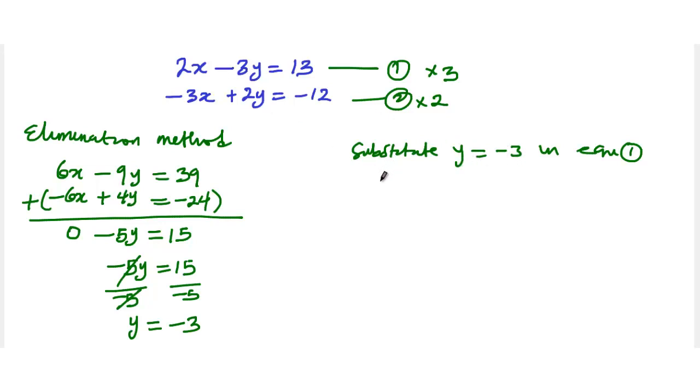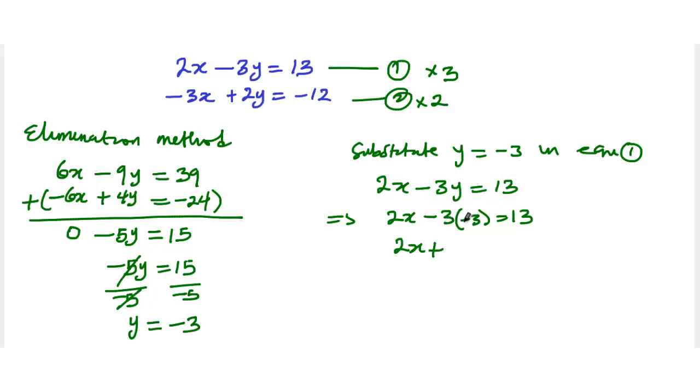So equation 1, we have 2x minus 3y is equal to 13. This will now imply that 2x minus 3 into bracket, what is y? Minus 3, is equal to 13. So this will give us 2x minus 3 times minus 3. Minus times minus is plus, 3 times 3 is 9, is equal to 13.